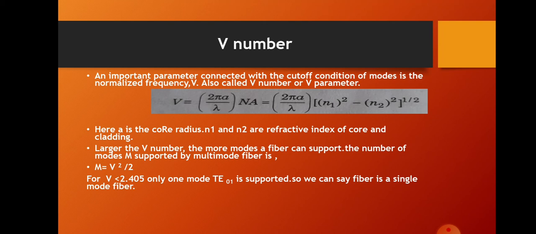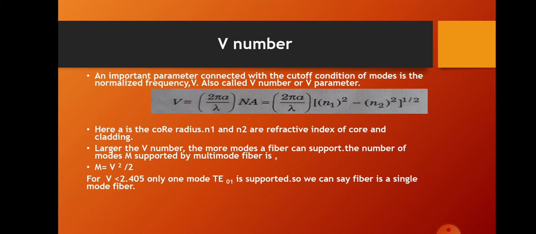The V number is also known as the normalized frequency. Electromagnetic waves bound to optical fibers are described by the fiber's normalized frequency, and the normalized frequency determines how many modes a fiber can support. This normalized frequency is a dimensionless quantity, represented by V, and is also known as the V number.